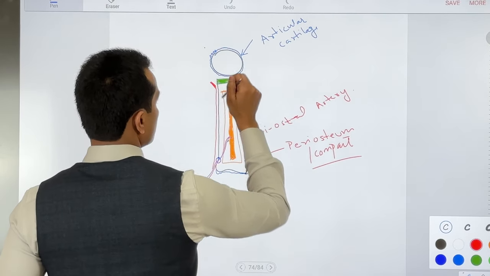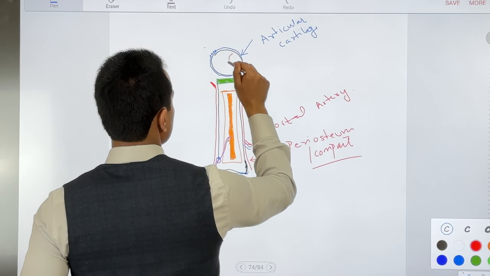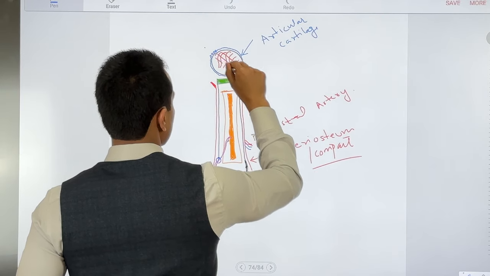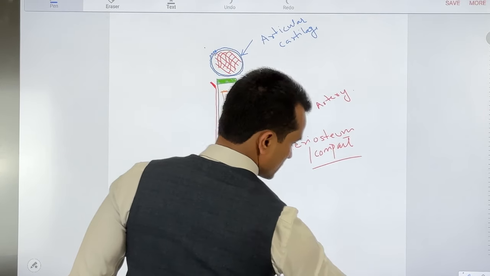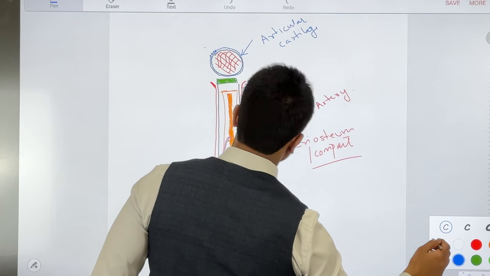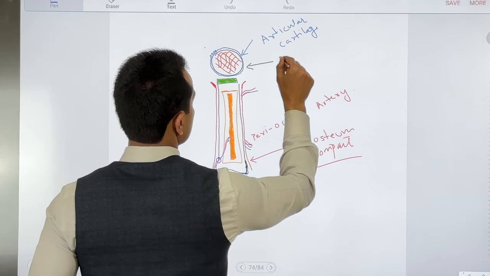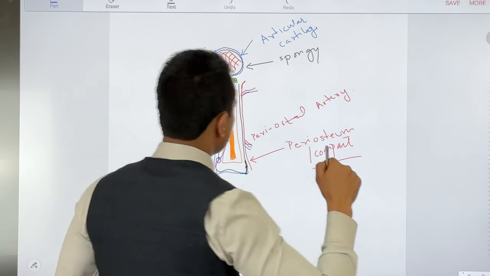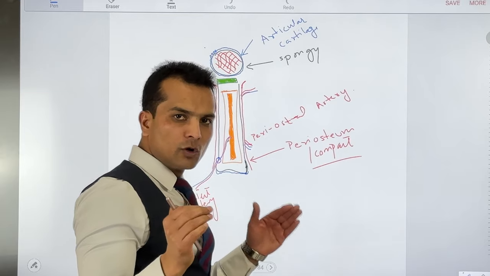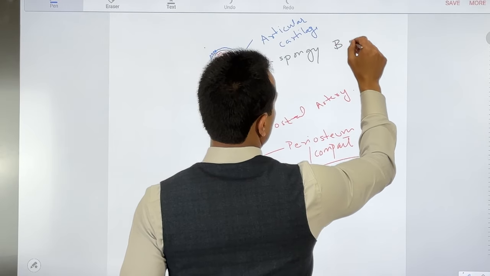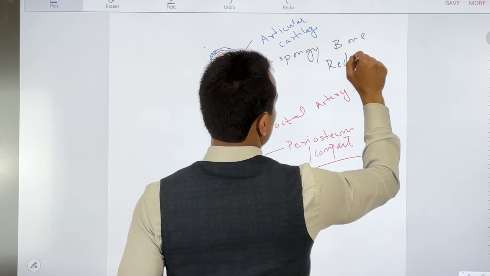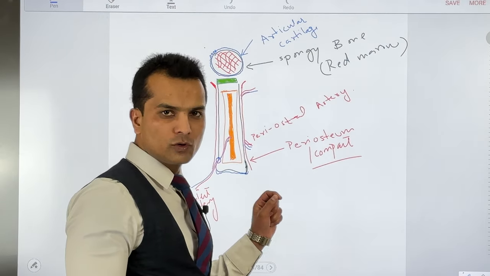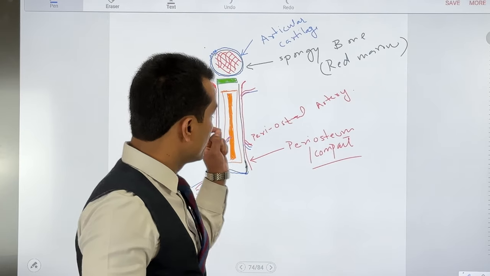And inside the epiphysis you have got red marrow, and this part of the bone is called spongy bone. It is sponge-shaped, so it is called spongy bone. Another very important question: the epiphyseal end, or the spongy bone, occupies which type of marrow, yellow marrow or red marrow? Remember, spongy bone has red marrow, and in newborn babies there is no yellow marrow, only red marrow. They need more red blood cells, so there is only red marrow.